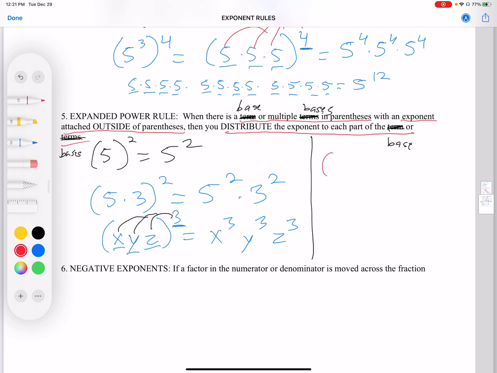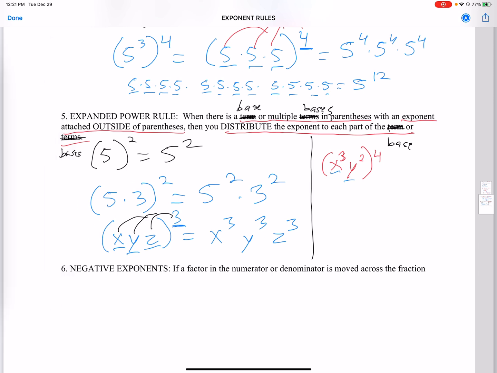Let's say we have parentheses, and let's stick with variables for now. Let's say I have x to the third times y to the second, and I raise that to the fourth power. Well, in this case, I have two bases, x and y. I also have them raised to a power. I have x cubed raised to the fourth power and y squared raised to the fourth power. So again, I'm going to distribute this to each one of these bases.